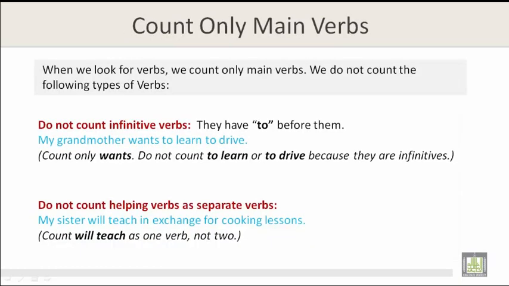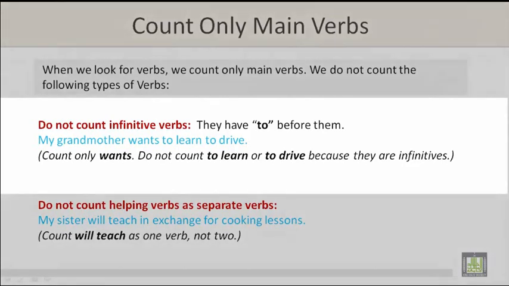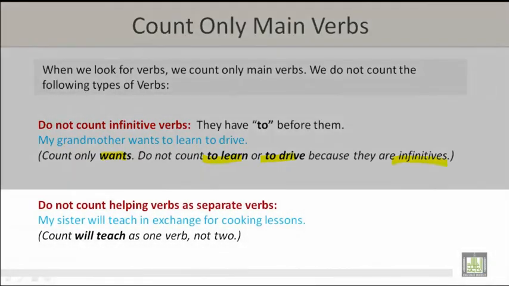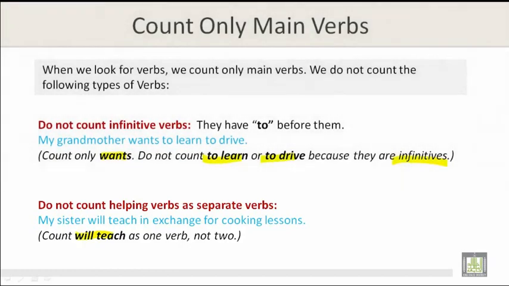When we look for verbs, we count only main verbs. We do not count the following types of verbs. Do not count infinitive verbs. They have to before them. My grandmother wants to learn to drive. Count only wants once. Do not count to learn or to drive because they are infinitives. Do not count helping verbs as separate verbs. My sister will teach in exchange for cooking lessons. Count will teach as one verb, not two.